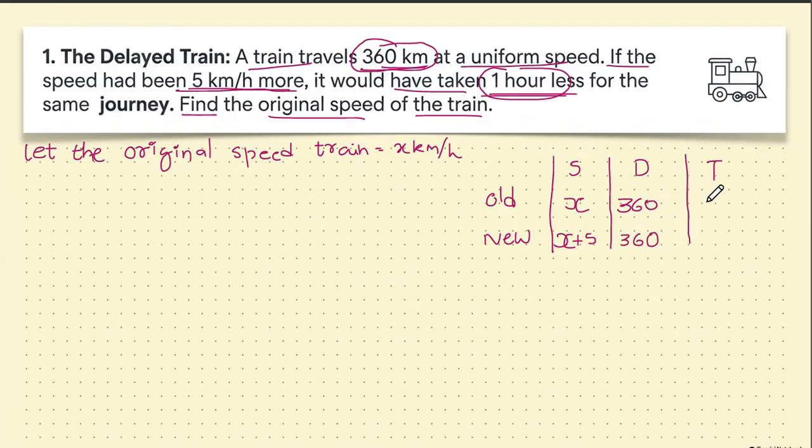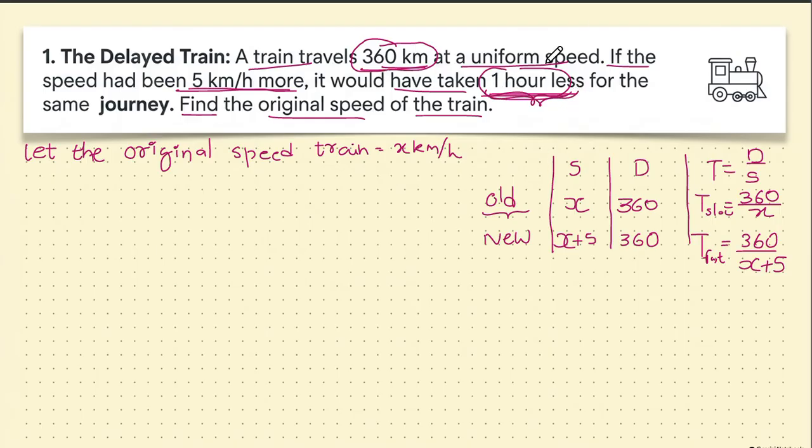Then we have to calculate time. So what is the formula for time? Time is nothing but distance upon speed. So when we go with the old speed, what is the time? Distance is 360 upon speed x. So time is 360 by x with the old speed. And what is the time taken by the new speed? Distance is 360 upon speed x plus 5. Okay. So this is the time of the slower one, and this is the time of the faster one. So time difference is given as 1 hour less. If you increase the speed, time is less.